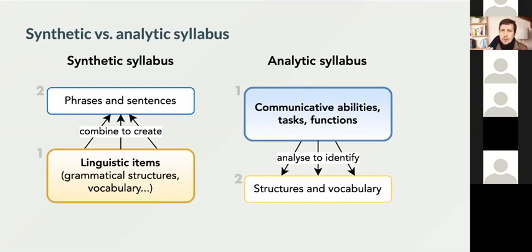Because the other way around, what we have seen is that it doesn't actually work like that. If you start with the structures, with the grammar, with the vocabulary, students are not necessarily going to be able to combine them to create sentences. Maybe sentences, but maybe not communication. Okay, so typically, traditionally, we saw a lot of synthetic syllabus, but actually what we really need are analytic syllabuses.